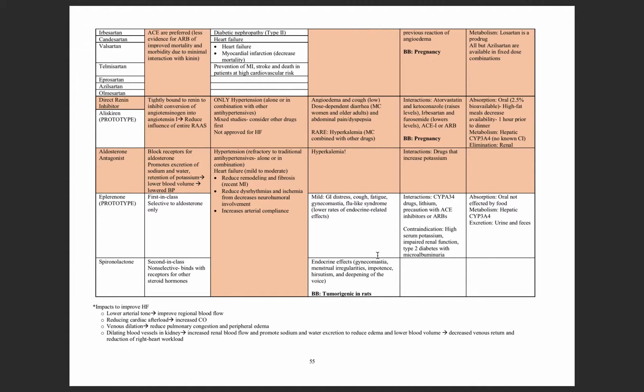The side effects for these are going to be some GI effects, but most important to remember is the endocrine effects because they're blocking the aldosterone. This is gynecomastia, menstrual irregularities, and they're higher in spironolactone than they are in eplerenone. However, I've most commonly seen spironolactone used because it doesn't have CYP interactions or these interesting side effects that occur in diabetic patients. Once again, there's a black box warning of tumor creation seen only in rats, and it's not something that individuals really worry about.